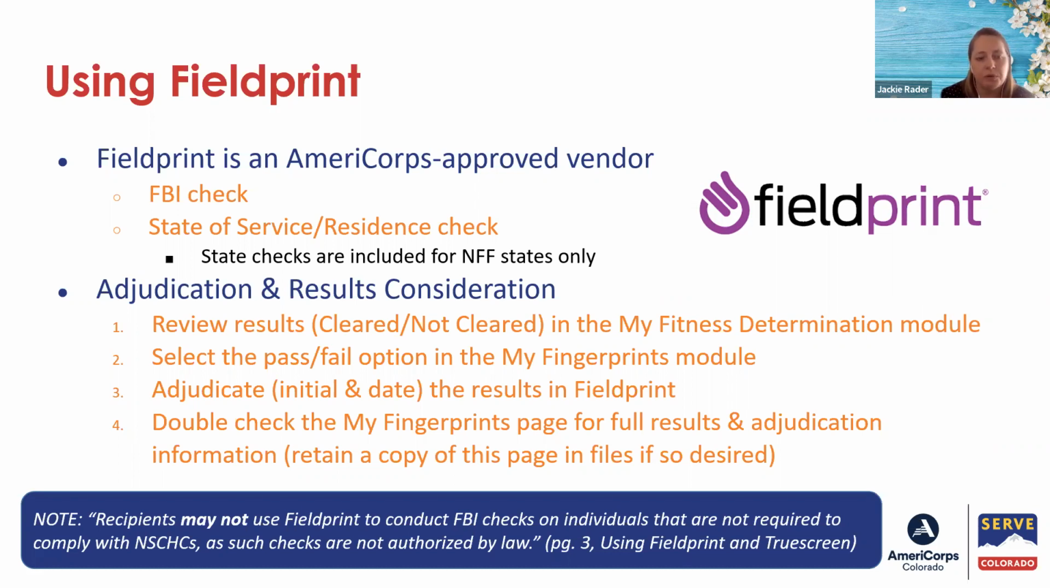FieldPrint and Truescreen will both retain the check results and the adjudication in their system for 7 years. If you feel that you need to retain a copy of this information for longer than that, you may download it and keep it securely in a separate file.